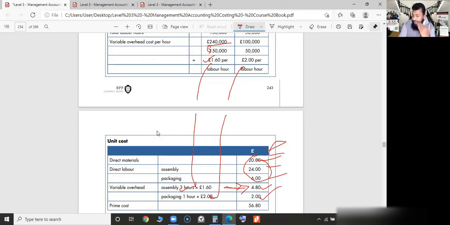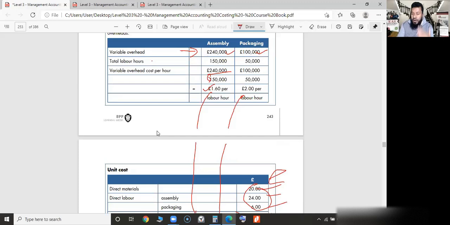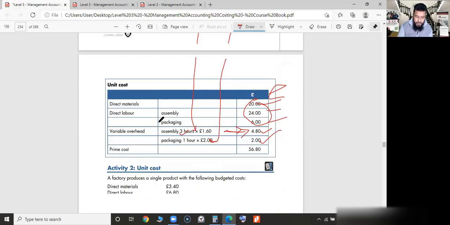If you again ask me, Ilyas, how did you calculate using the units? We can do this too. 100,000 divided by 50,000 units. So the variable overhead per unit is 2. That's how you get your 2. Or 240,000 divided by 50,000, if you do, you still get 4.8. So different ways of doing it.